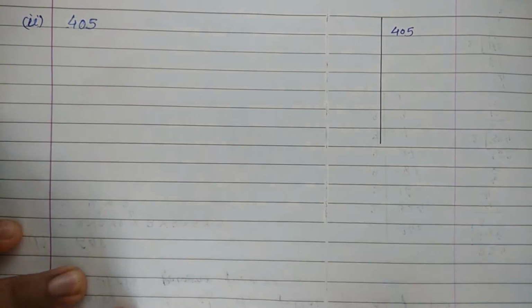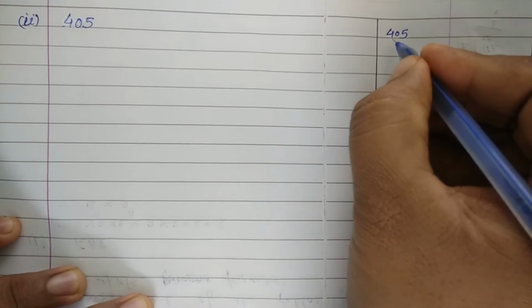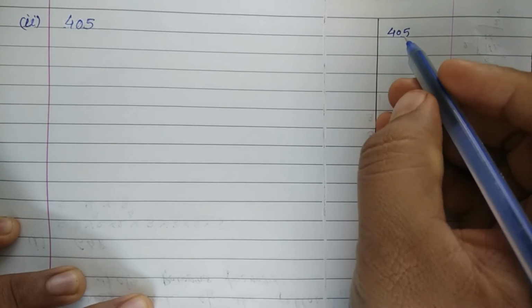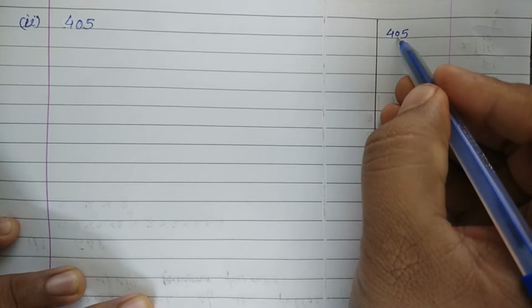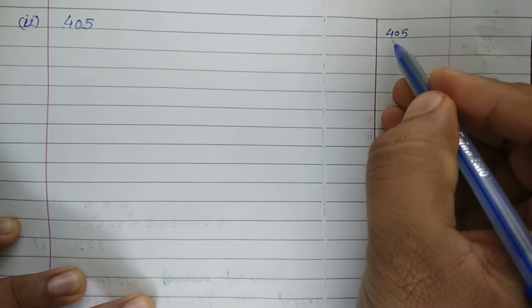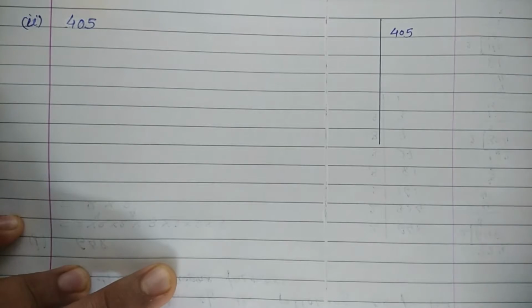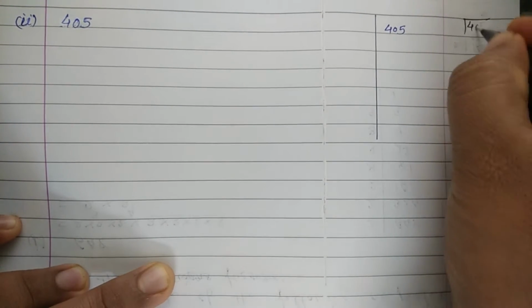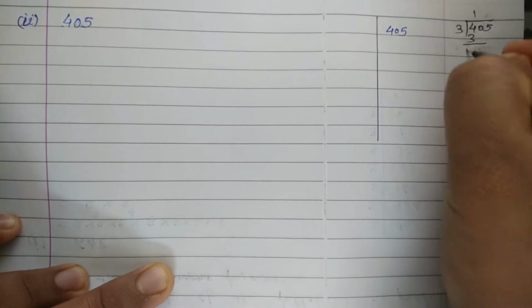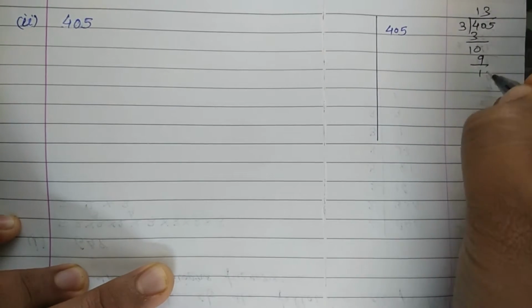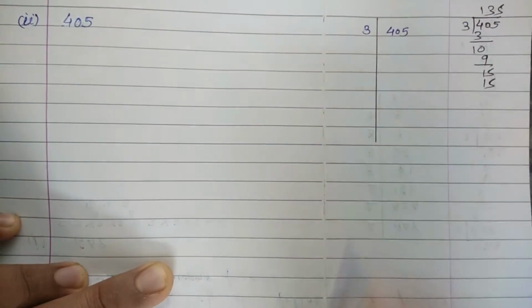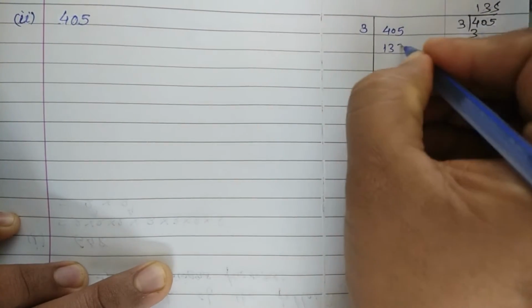Next, 405, prime factorization method. As we can see that here it is odd number, so it is not divisible by 2. Now we will check for divisibility test for 3. 4 plus 0 plus 0, that is 4. 4 plus 5, that is 9. So 9 is divisible by 3. Therefore 405 is divisible by 3. So here we will do the division. 405 divided by 3, that is 3 1s are 3, 1 0, 3 3s are 9, then 1 5, 3 5s are 15. So 405 divided by 3, we get 135.